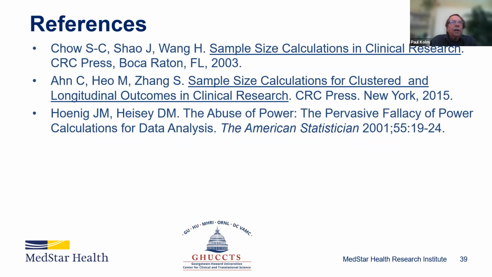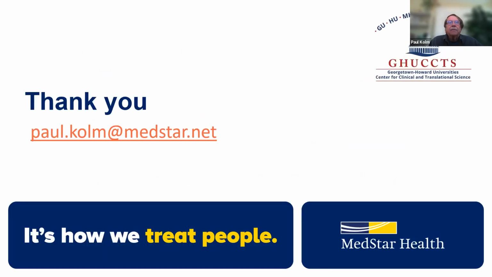And then I have just a few references here for sample size calculations, and then the article that talks about the abuse of power, and that's been around now for almost 25 years. And so I think that's probably why a post hoc power analysis is not typically done anymore.